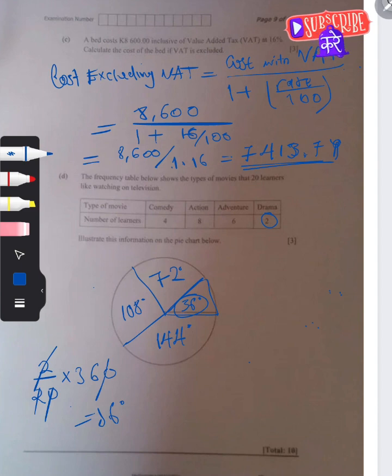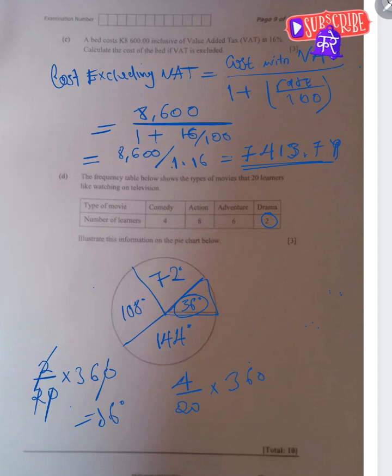So you can do the same. Comedy, it's 4 over 20, the total number of learners, multiplied by 360, which is 72, then 108, and 144.